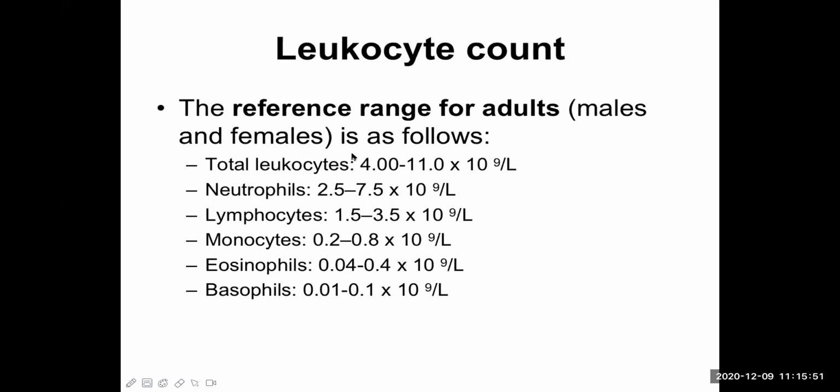Look at the number here. Out of 4,000 to 11,000 WBC, we have 2,500 to 7,500 neutrophils itself. And after that, it's lymphocyte, then monocyte, eosinophil, and then basophil.